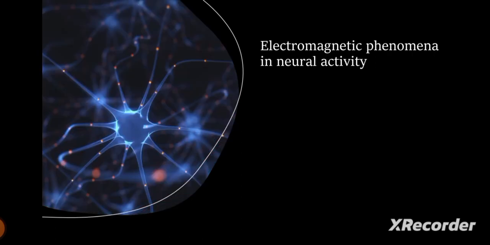So to start with, it's clear that one of the key aspects of neurophysics is to investigate the electromagnetic phenomena in neural activity. The brain's communication and information processing certainly rely on electrical and magnetic interactions that keep on happening there every time.